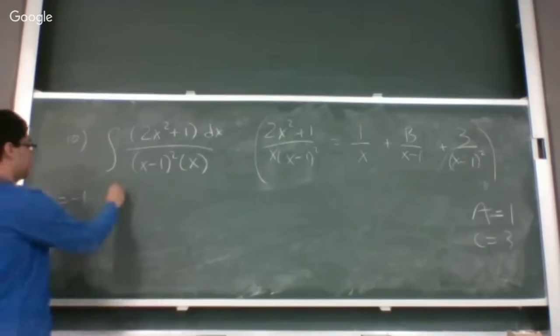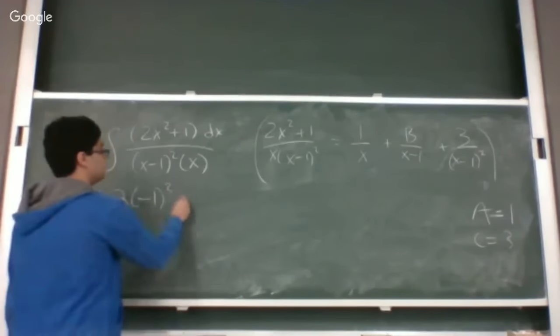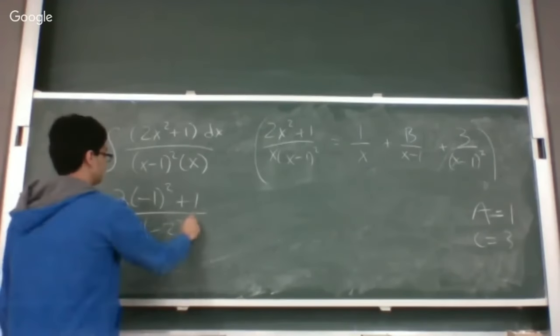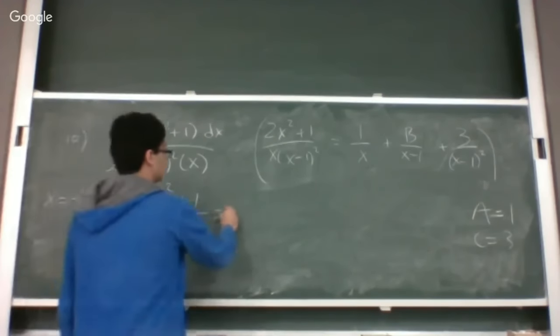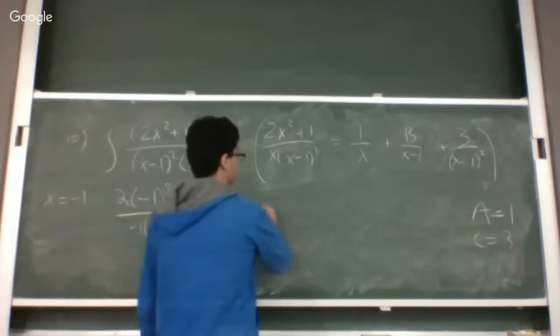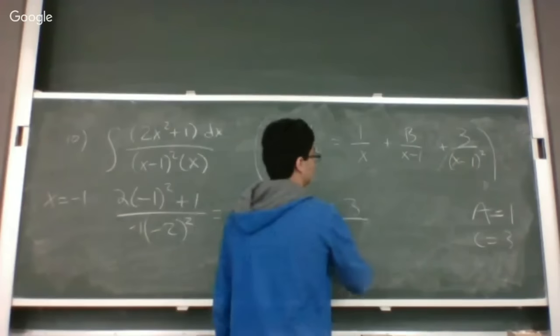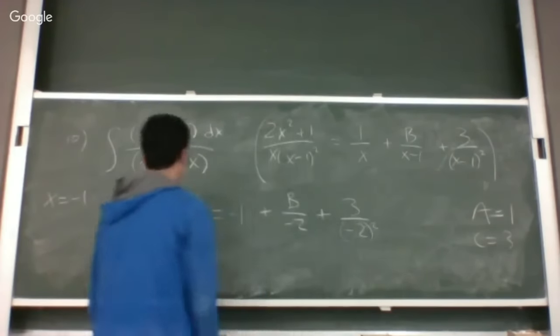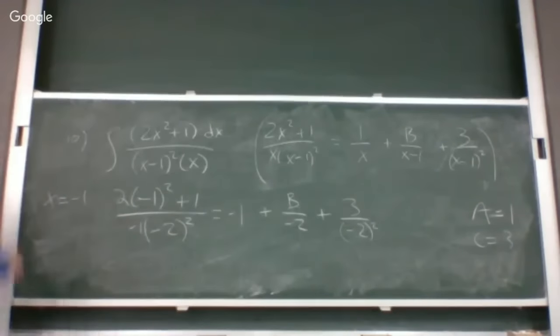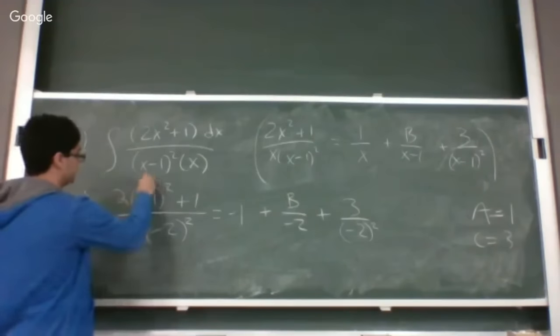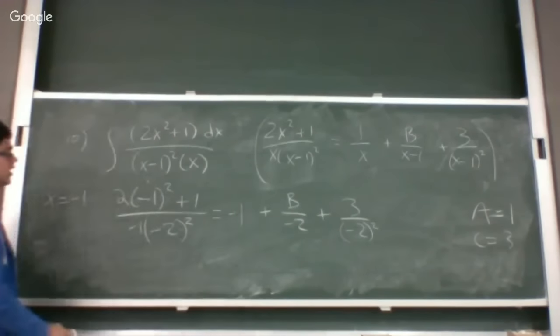Okay? So we have 2 times negative 1 squared plus 1 divided by negative 1 times negative 2 squared equal to a over negative 1 plus b divided by negative 2 plus 3 divided by negative 2 squared. Okay? So on the top we have what? This would be 2 plus 1. So on the top we have a 3.